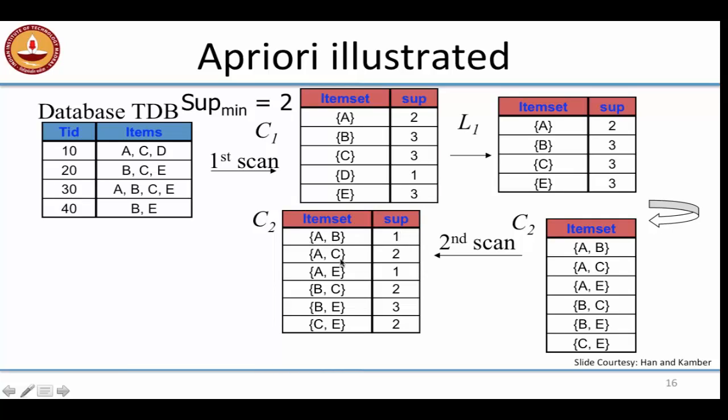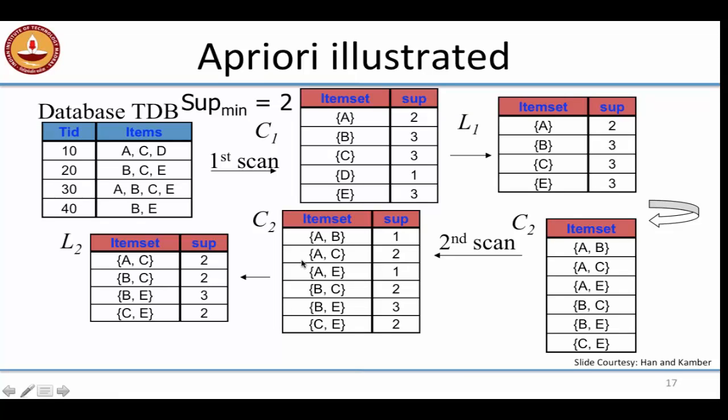Now we can see that AB and AE are actually not frequent among these, and therefore we can prune those away. So we have a list of frequent 2 item sets which comprise AC, BC, BE and CE. Right? Is it clear so far?